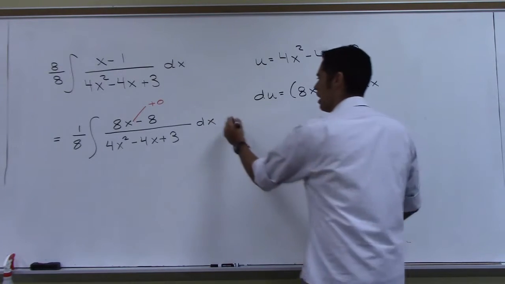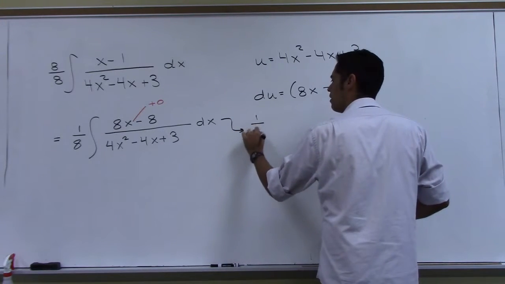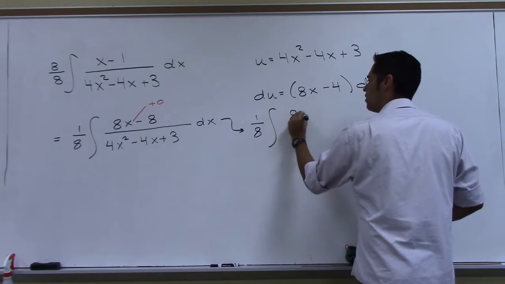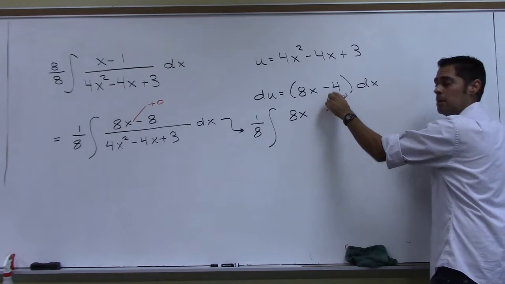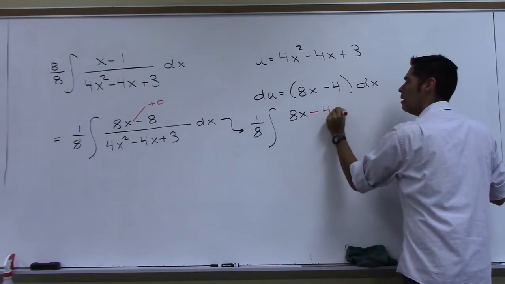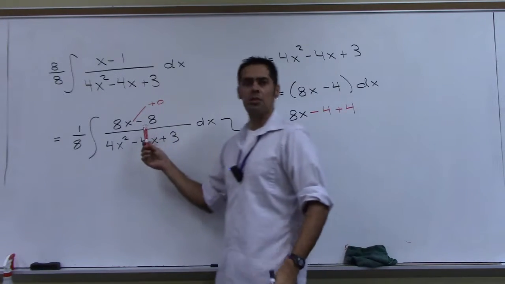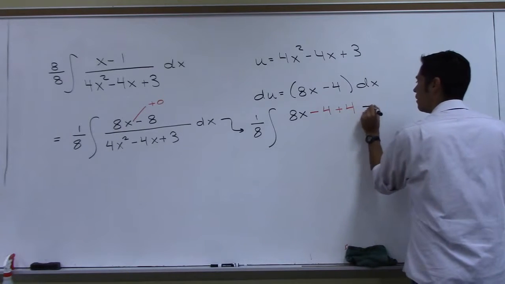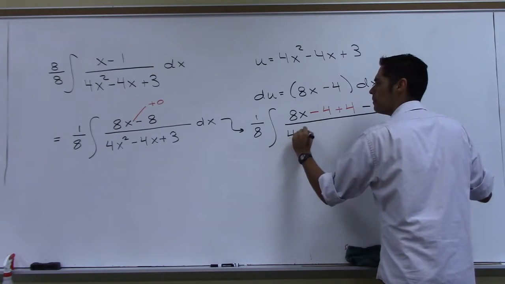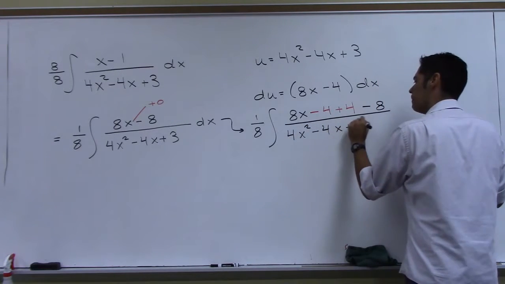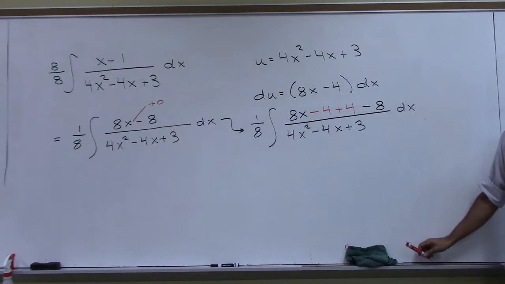So let's just see if this works out. I'm going to try and stay up high on the board so that everyone can see this. 1/8, integral. I have 8x. Here comes my 0. I want it to be a minus 4, right? So I'm going to put minus 4 plus 4. What was already there, though, that I didn't touch? Minus 8, so I have to put the minus 8 out here. All over the denominator, dx. Questions?